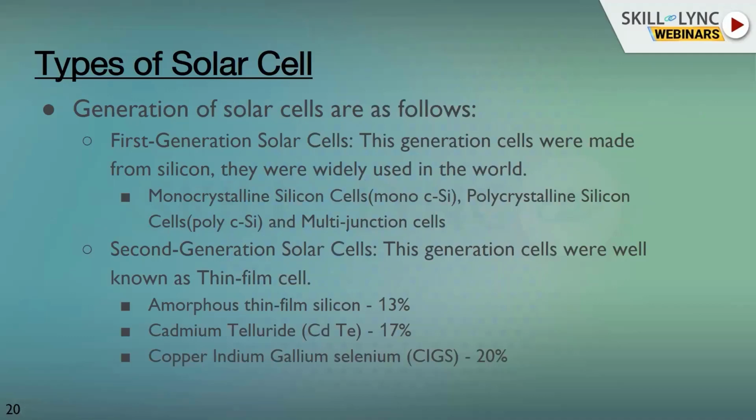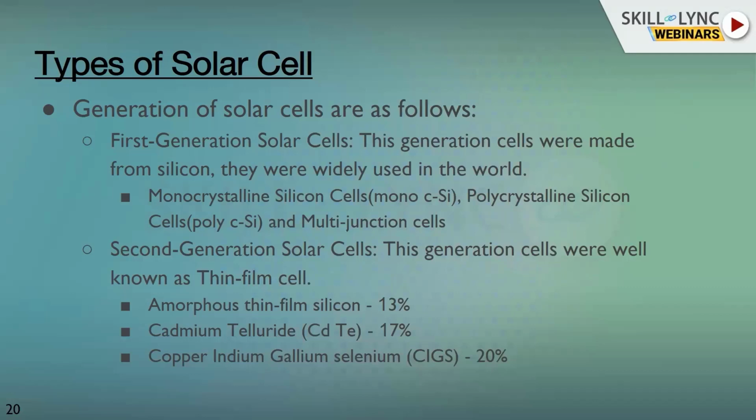Like I said, the photovoltaic cell is the first generation of solar cells. In the photovoltaic solar cells there are three types: monocrystalline silicon cells, polycrystalline silicon cells, and multi-junction solar cells. The second generation solar cells are called thin film cells. They also come from silicon, but you can use micro silicon.